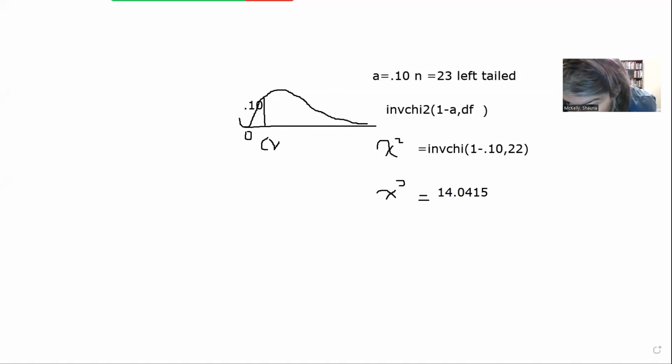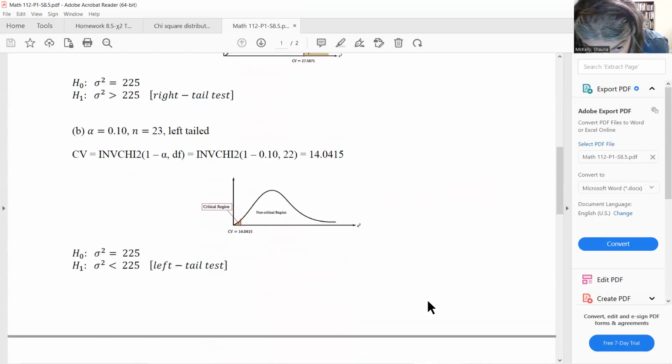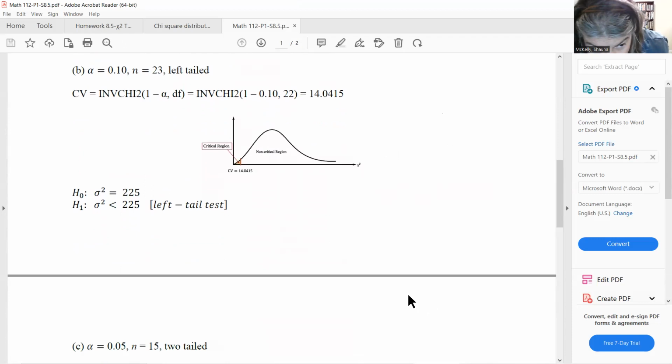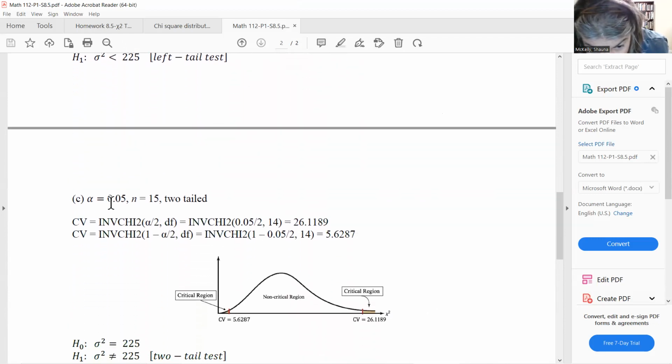Okay, let's do the next one. Oh, excuse me, I need to state my hypothesis. So let me give you that. Here we have equal to, and it's versus less than, because it's a left tail test. Okay, now C is a little different. C is 2 tails. Okay, alpha is 0.05, N is 15, and 2 tail.